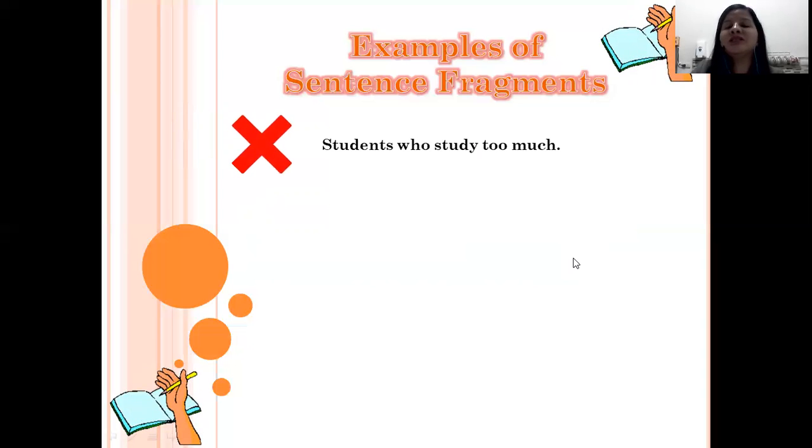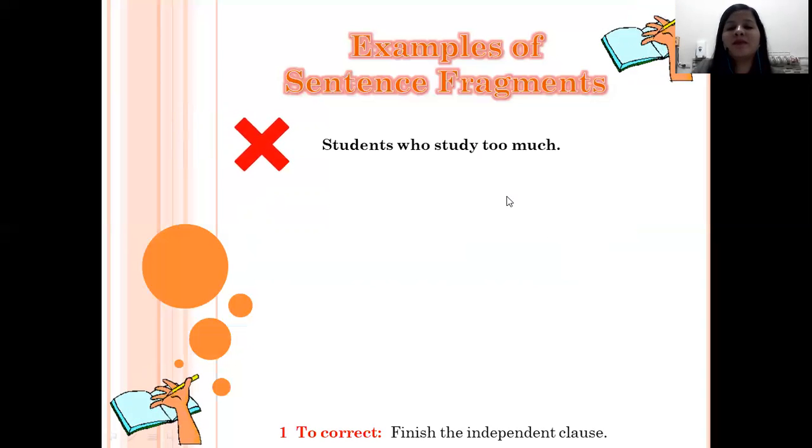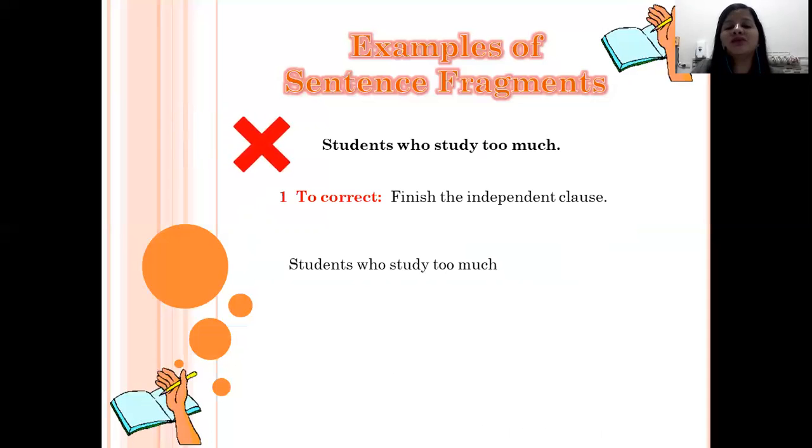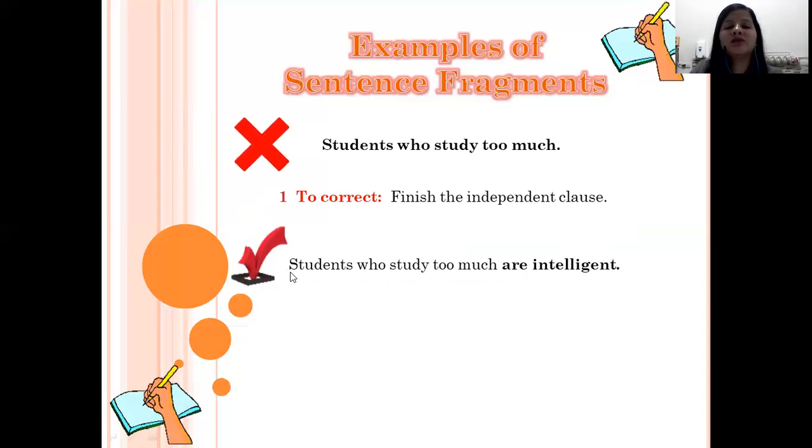The next, this is another example, students who study too much. This is a sentence that contains fragments. To correct these sentences, it is important to complete the independent clause. Students who study too much are intelligent. Now, this is a correct sentence, as you can see here. Now, let's start with the next example.